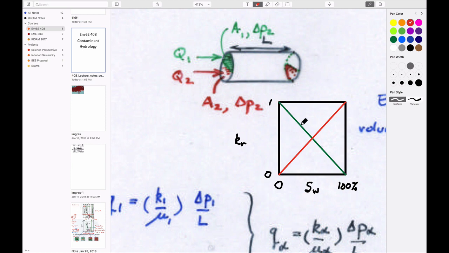The relative permeability of the non-wetting fluid is 1, and the relative permeability of the water is 0.